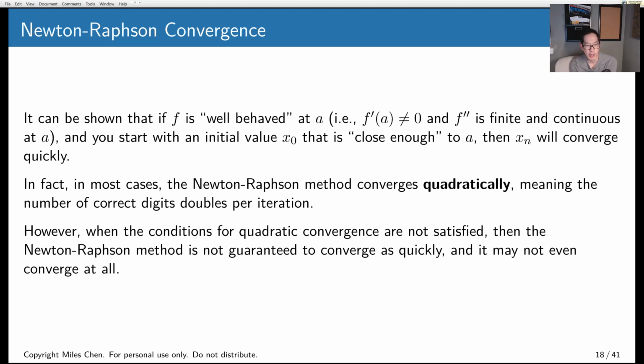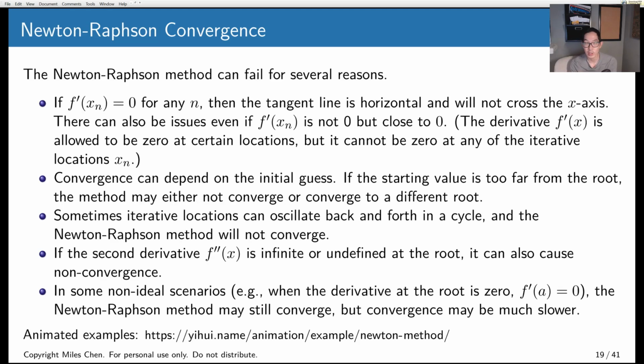And mathematically, you can show that the Newton-Raphson method converges quadratically. That is, the number of decimal places of precision doubles each iteration, okay? If quadratic convergence isn't satisfied, then the Newton-Raphson method isn't guaranteed to converge as quickly, or is not guaranteed to converge at all. And there are going to be a couple of examples in your homework where the Newton-Raphson method does not converge. These examples have been hand-picked for you so you can see them.